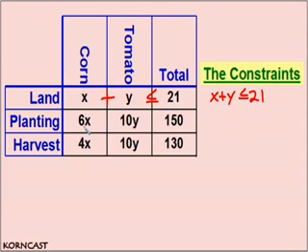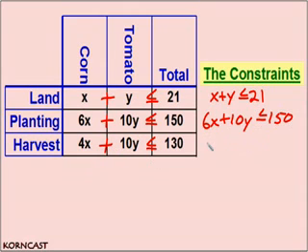Okay, well the same thing is going to happen with planting. I know that the number of hours for planting corn plus the number of hours planting my tomatoes cannot exceed 150 hours. It can be less, I could get the job done early, but I can't go over that. So that's going to give me my less than or equal to inequality again. That's going to give me 6x plus 10y is less than or equal to 150. And the same thing is going to happen with my harvesting. My time harvesting corn plus my time for harvesting tomatoes cannot exceed 130. So then we get 4x plus 10y is less than or equal to 130. And those are our constraints for this particular problem right here.